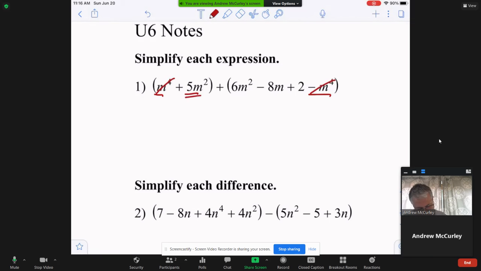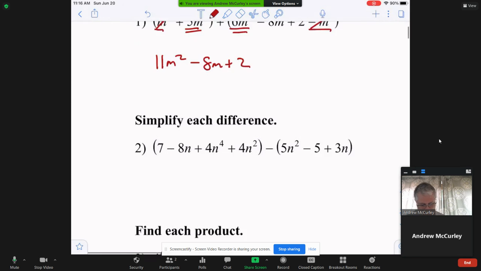Looks like I got some squares here. So that's going to be 5 plus 6. That's going to be 11m squared. And then the other ones are all by themselves, so minus 8m plus 2. All right, that's how we add them. You can do that 100 times. I'm sure you've seen it a million times.